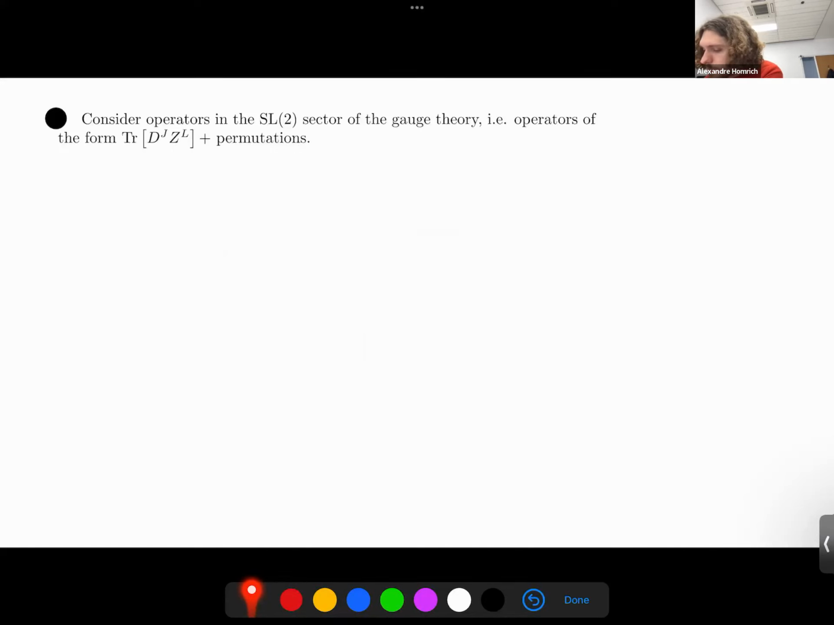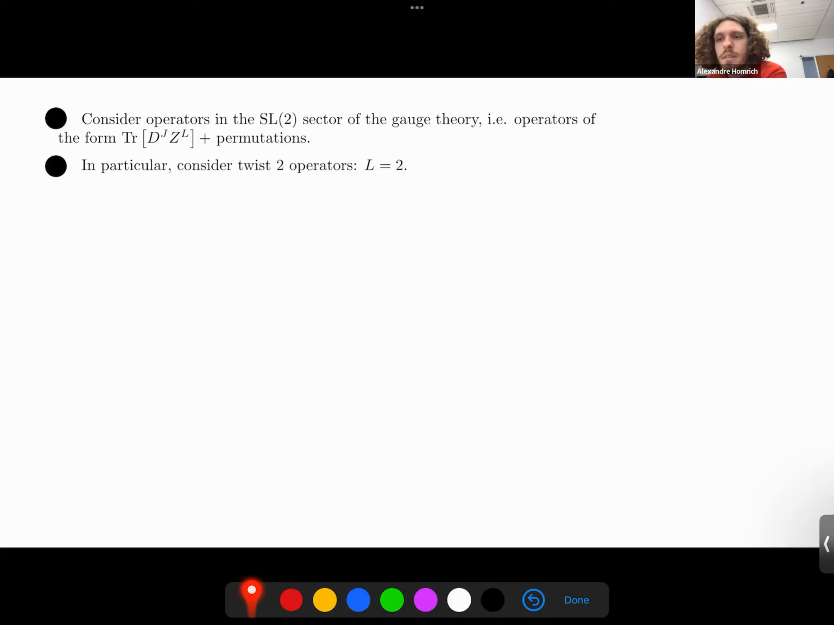To achieve that, let's first restrict ourselves to some of the simplest operators in the theory, which are operators in the so-called SL2 sector of the gauge theory, of the schematic form. They're single trace operators with L scalar fields, which are labeled by Z, and J covariant derivatives, which are labeled by D, plus permutations. So permutations, I mean, permuting the covariant derivatives and the Z fields inside the trace.